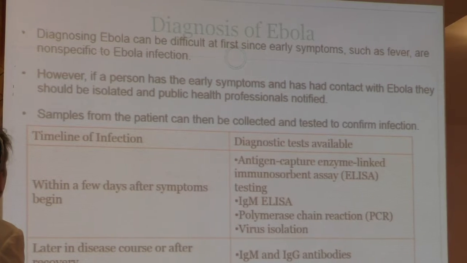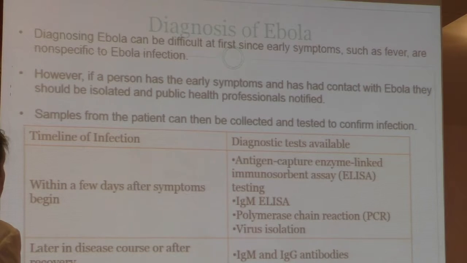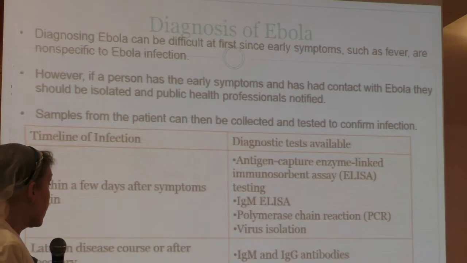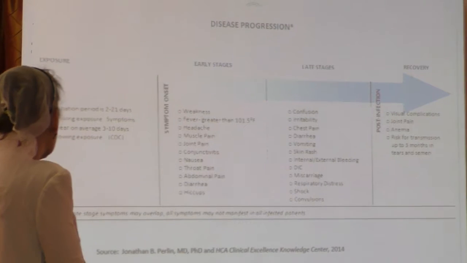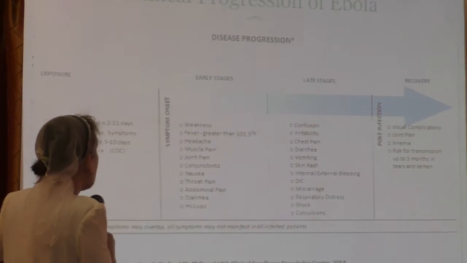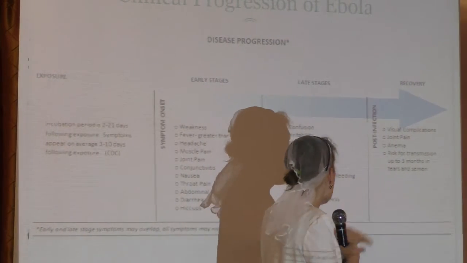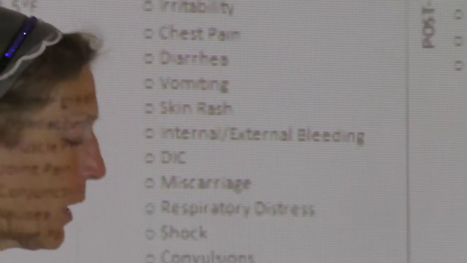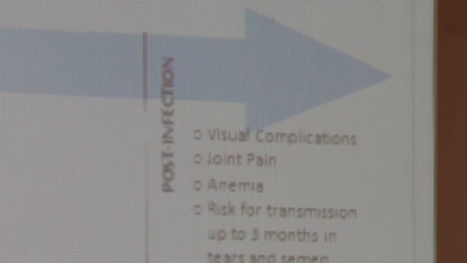So it's tough at first to diagnose it because, again, the symptoms aren't specific. But if they've been in contact with Ebola, then there we are. And here are the tests for it. Pretty similar to some of the other illnesses we've been looking at. Here's the clinical progression. We talked about it. Later stages, and these are the patients who recover. So here are all the, again, hemorrhagic, shock, convulsions, chest pain, confusion, and the people who pass away.